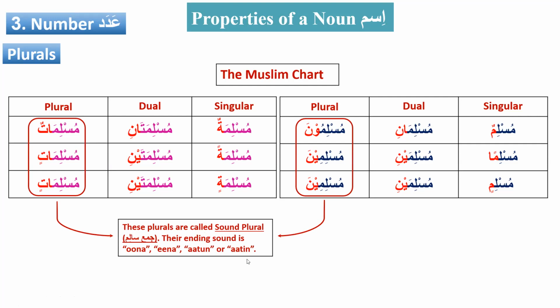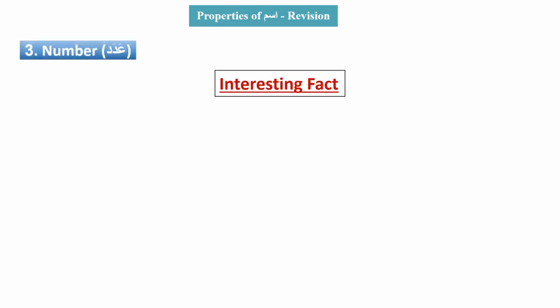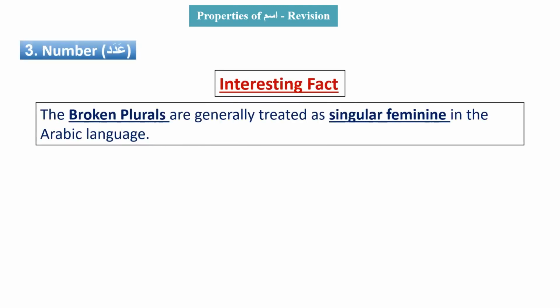Okay, so if there are other plurals, other than sound plurals, they will sound like singulars to you. They will sound like singular unless you know it is plural. So it comes with experience. Identifying the broken plurals comes with experience. There's one interesting fact. The broken plurals are definitely plurals, but they are treated as singular feminine in Arabic language.